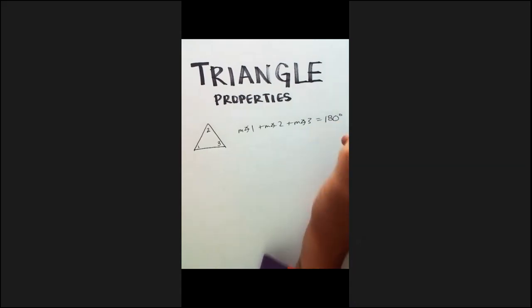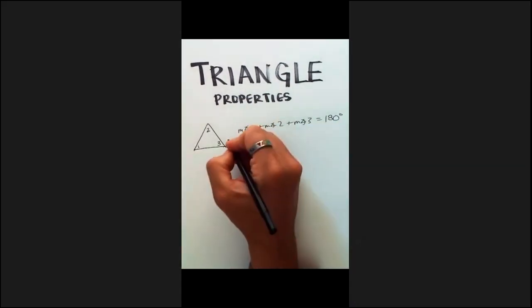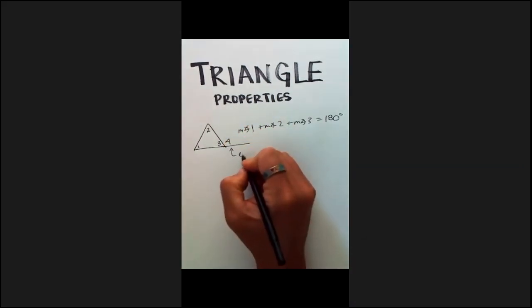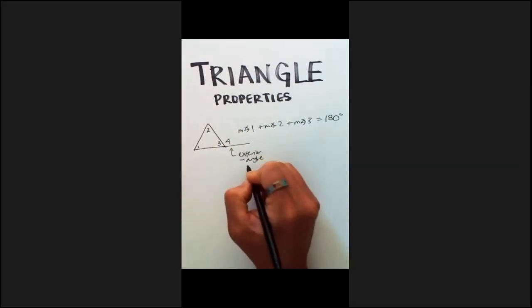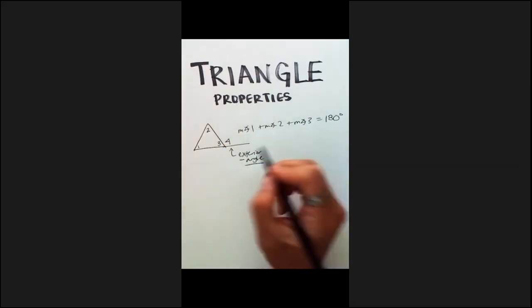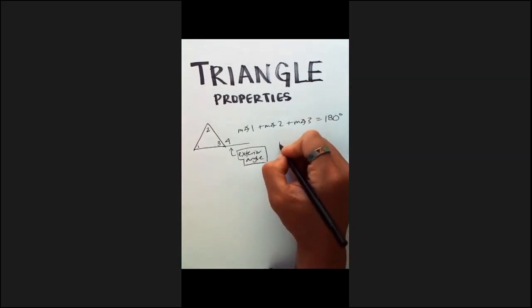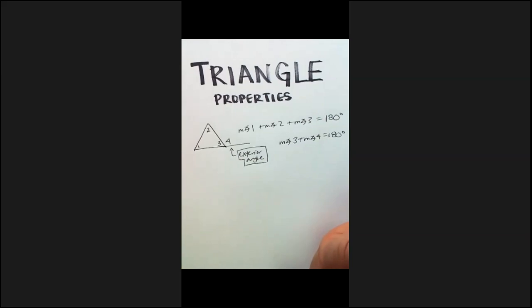Now, another thing that we should know is that sometimes you're going to see a line coming off of that triangle, and we can consider that our fourth angle. This exterior or fourth angle will actually be supplementary to angle 3. Why is this supplementary, Lisa? Well, because it makes a line with angle 3, so they add up to 180 degrees.